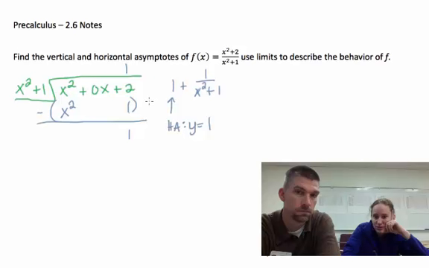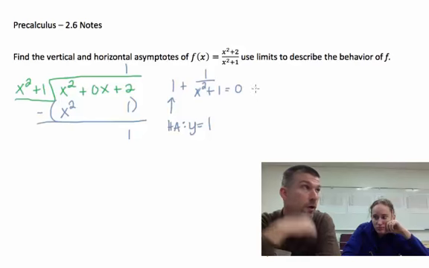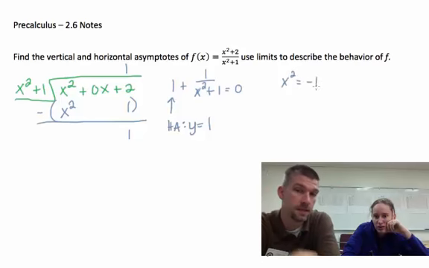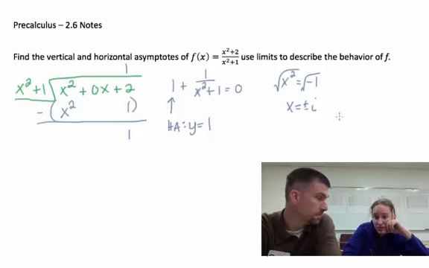For our vertical asymptote, we need to look at where the bottom equals 0. So x squared plus 1 equals 0. We could try to solve that by subtracting 1 over, then taking the square root. Now that we've talked about real and imaginary numbers, we know that this would be plus or minus i. Those are the zeros that we have.